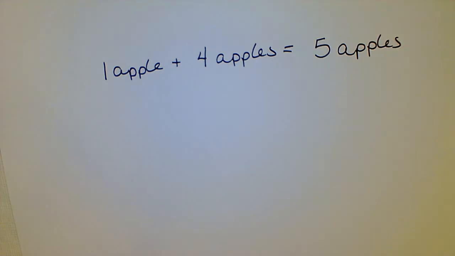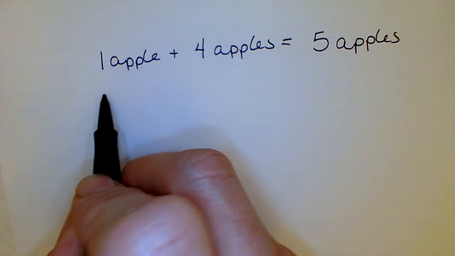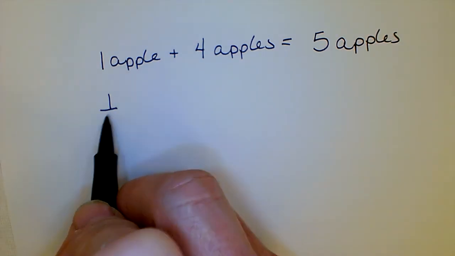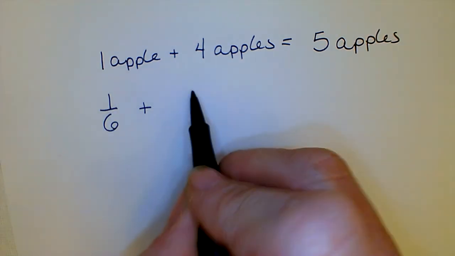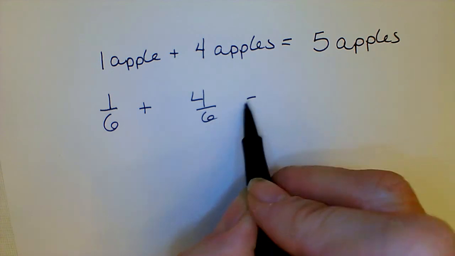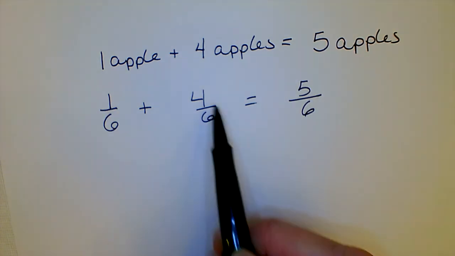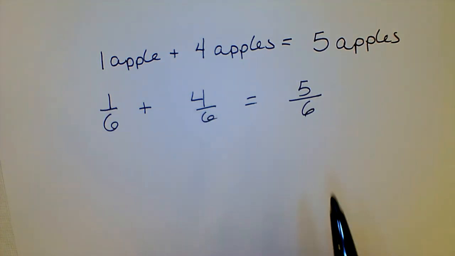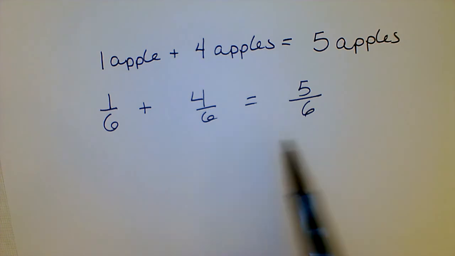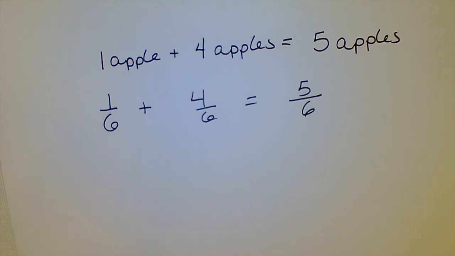This is just the inverse of the problem that we started off with before. It's very similar. So now watch what we're going to do. If I have 1/6 plus 4/6, that's going to leave me with 5/6. 1 of this size pieces plus 4 of those pieces gives me 5 pieces. So that is just the inverse of what we did earlier, where we did the subtraction.